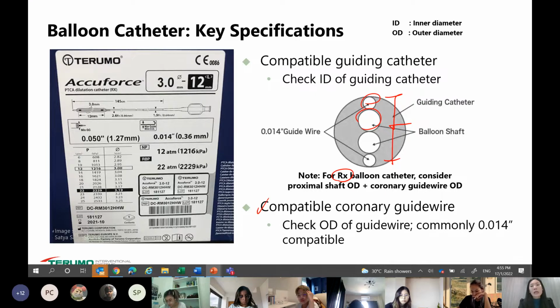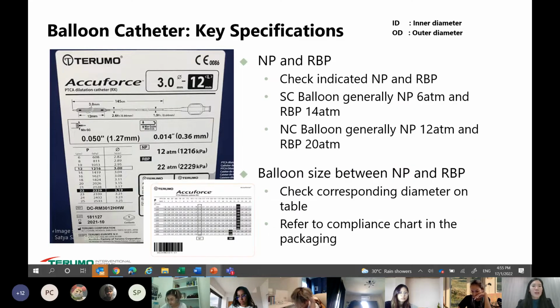Of course, the coronary guide wire needs to be compatible. Typically, 014 wires are used. This is quite an important concept: NP and RBP. NP stands for nominal pressure. So nominal pressure means that at this pressure, at this ATM, the balloon will be expanded to its indicated size. So you can see that the NP for this balloon here is 12 atmospheric pressure, ATM. So at 12 ATM, your diameter is actually 3 mm, and this balloon is a 3 mm balloon.